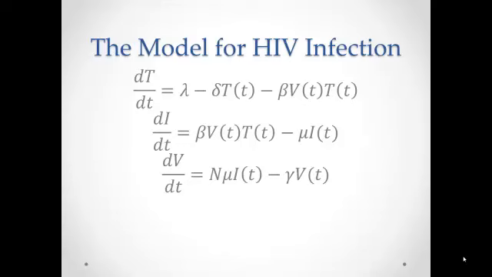Here we have our three differential equations. The first finds the rate of change in the population of healthy T cells. The second finds the rate of change in the population of infected T cells. And the third finds the rate of change in the population of the virions.